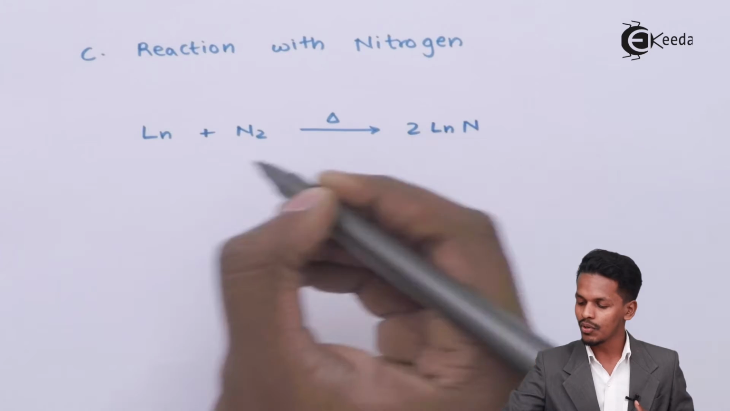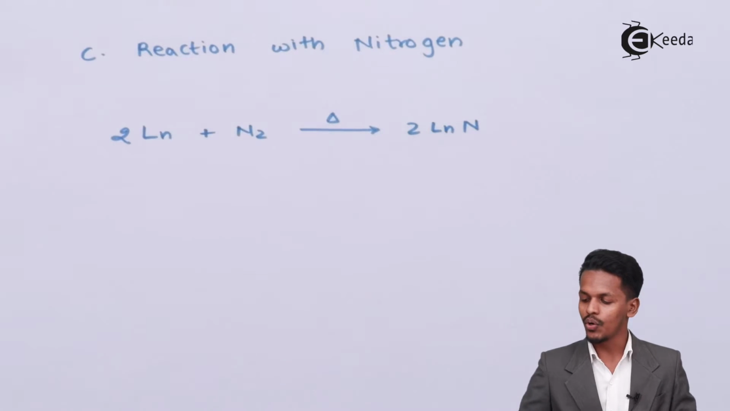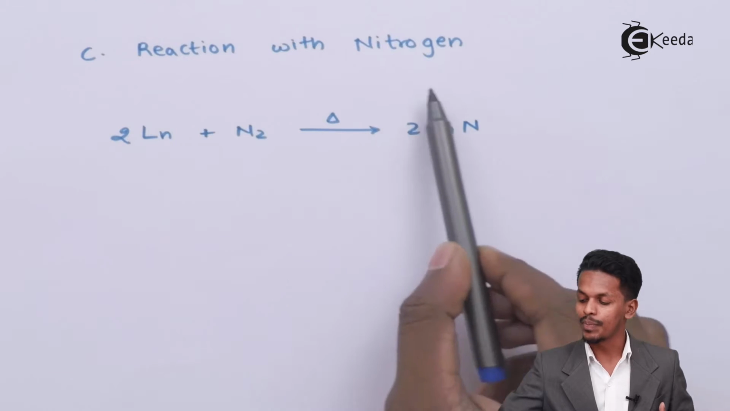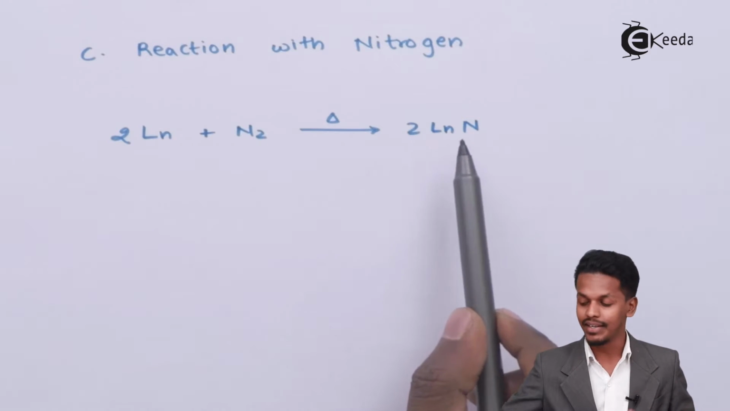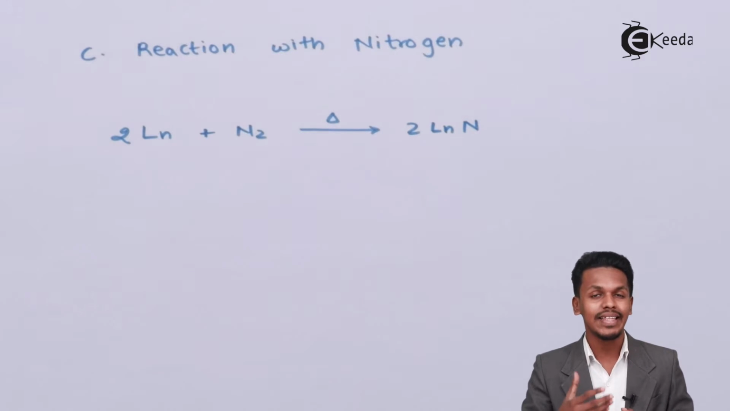So here we have to balance it also. So here I am multiplying it by 2. Therefore, 2 moles of lanthanide to obtain 2 moles of lanthanide nitride. Based on that, let me discuss the next reaction.